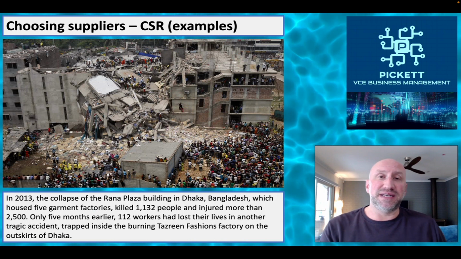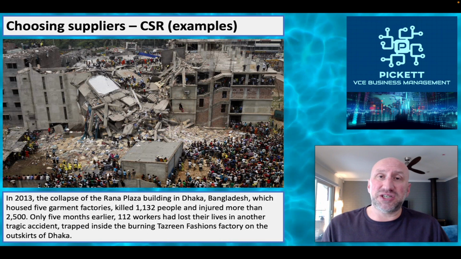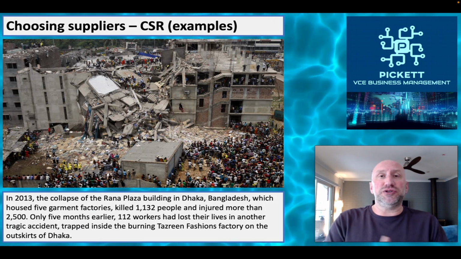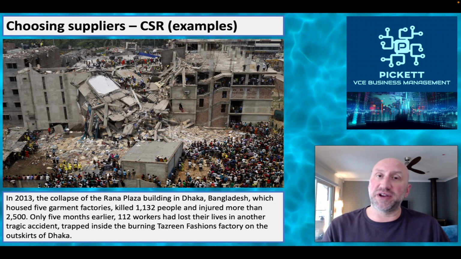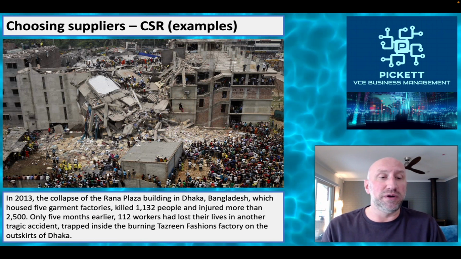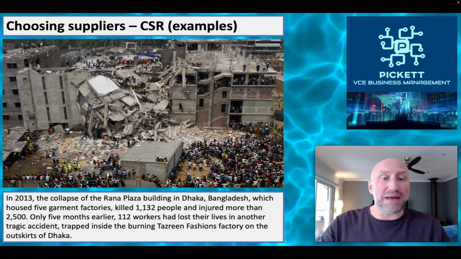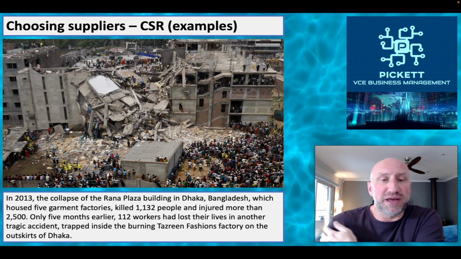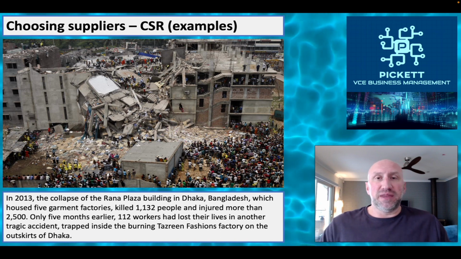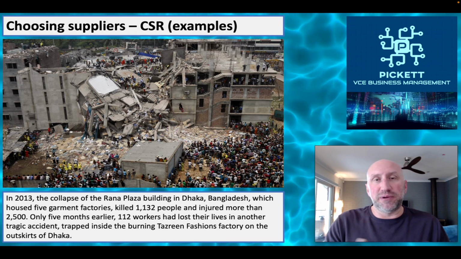In 2013, there was this huge clothing factory in Bangladesh, which was producing clothes for most of the major Western brands and some very, very expensive high-end brands as well. And the factory basically collapsed, killing over 1,100 people and injuring a couple thousand more. Only a couple of months before, there was another factory nearby where a bunch of people had lost their lives.